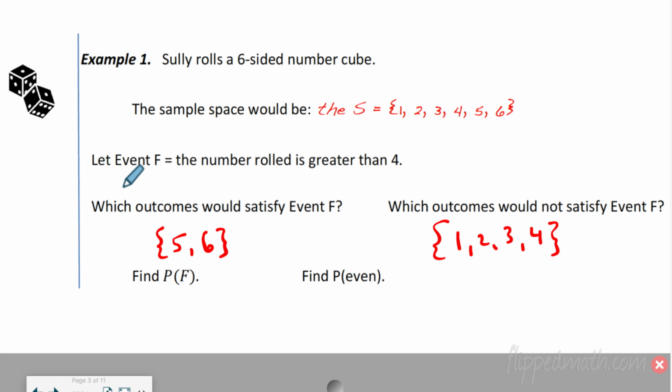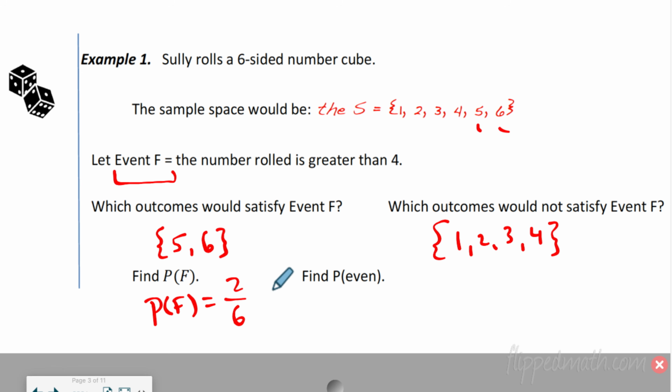So we defined event F. F is that the number is greater than 4. I want to find the probability of F. That's how we write it, the probability of F. Well, there are a total of 6 outcomes, and 2 of them, this one and this one, those are both wins, right? They're both outcomes that satisfy the event. So I would say that the probability of F is 2 out of the 6. And I'm not going to reduce that. Not in this lesson. We're just going to leave it the way it is. 2 out of 6.